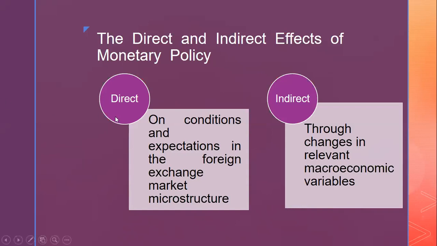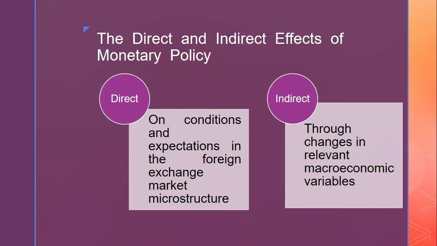But this direct impact might happen in the short run. In the short run, monetary policy announcements can influence the expectations of the foreign exchange market players. Then the exchange rate right away changes as the UIP and the market microstructure predicts, right?